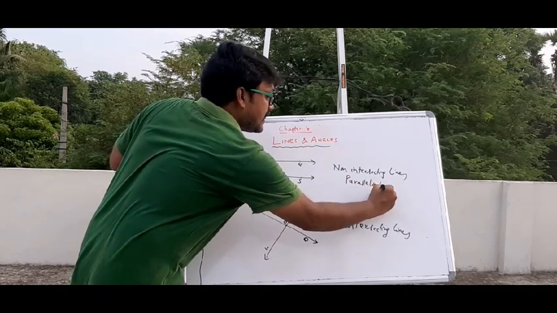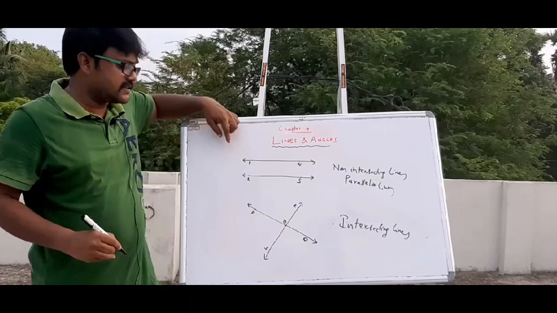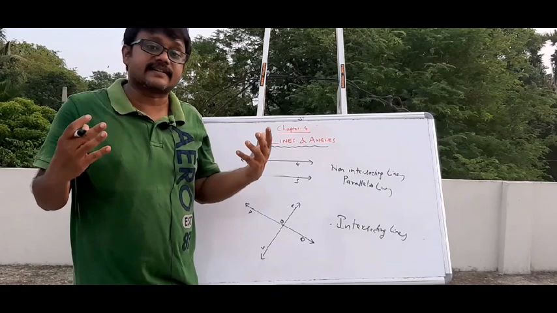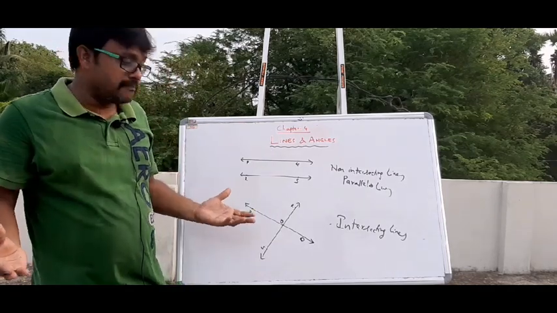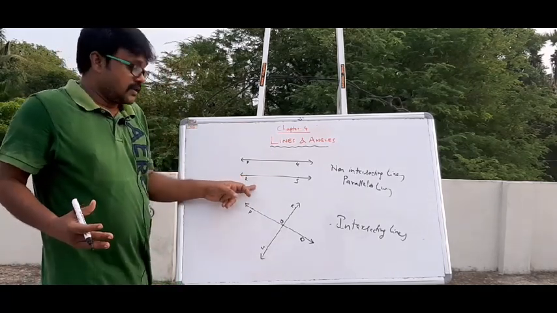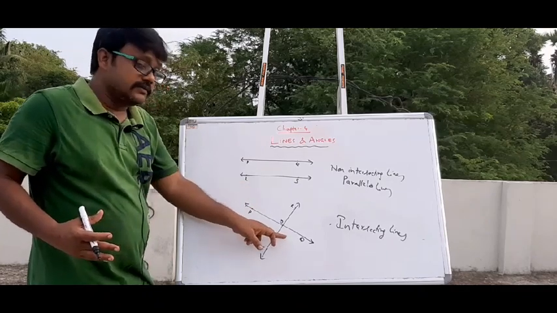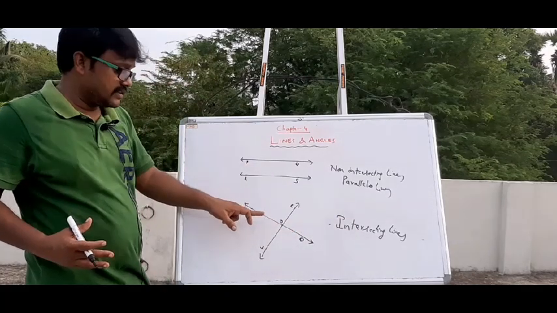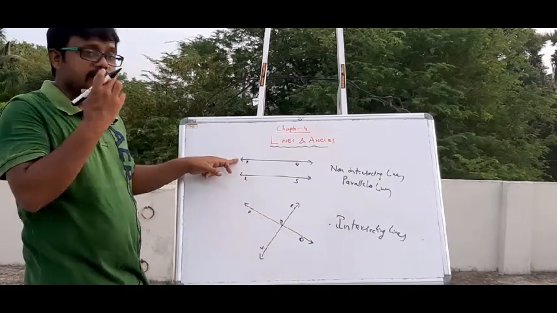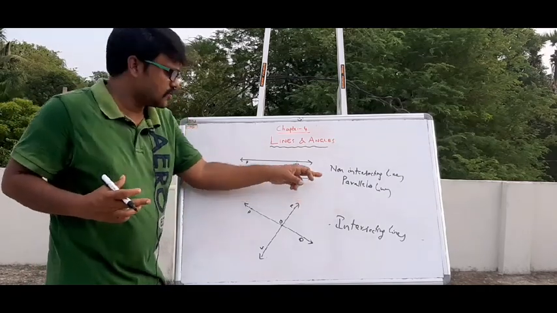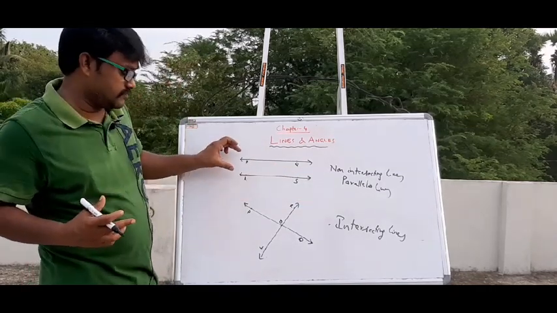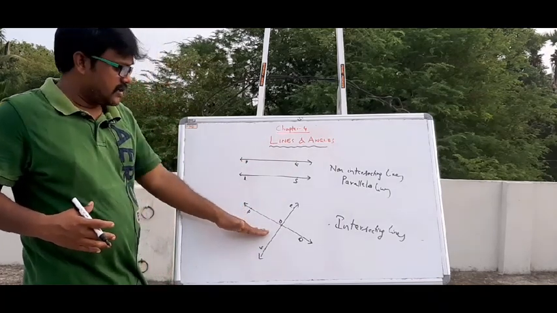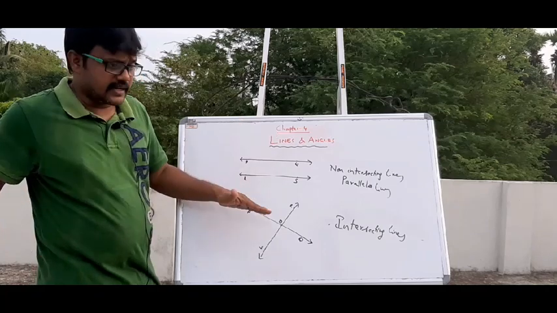So what are parallel lines? Lines that do not have any common point, or lines that never intersect or never meet, are called parallel lines. Whereas the lines that have a common point are known as intersecting lines. Observe here, these are the intersecting lines and these are the non-intersecting or parallel lines. We have seen examples for parallel lines and intersecting lines in our earlier classes. So these are the types of lines.